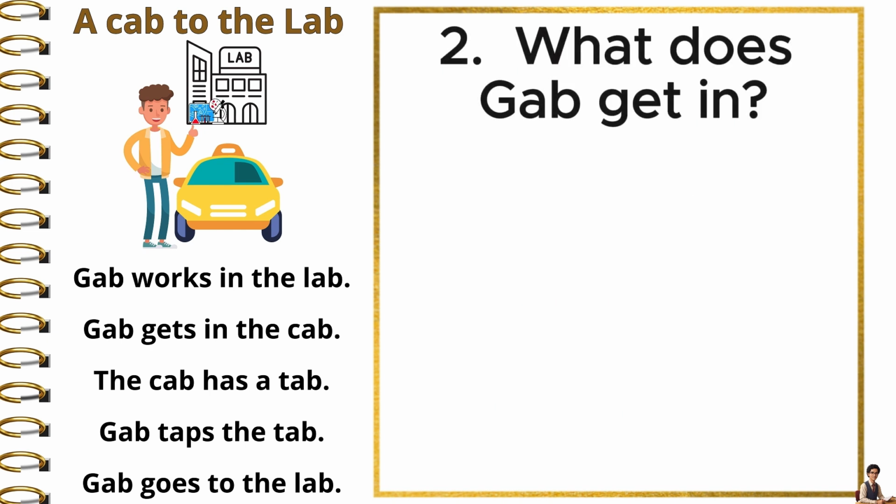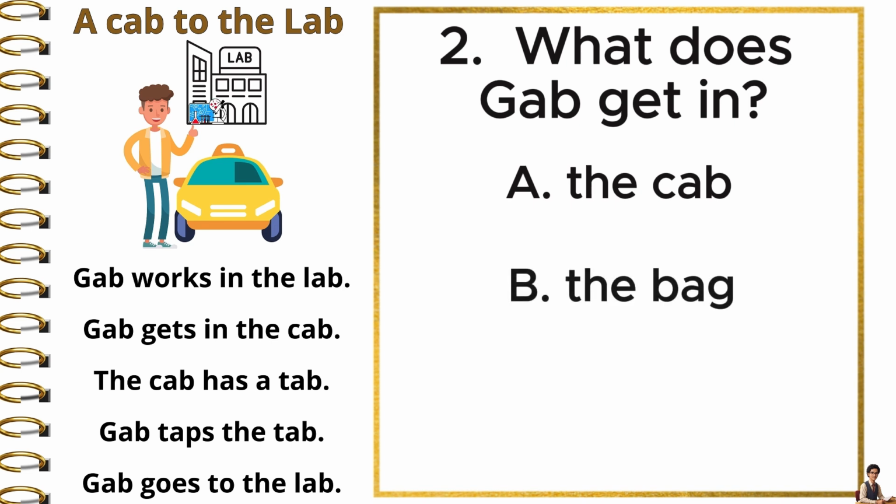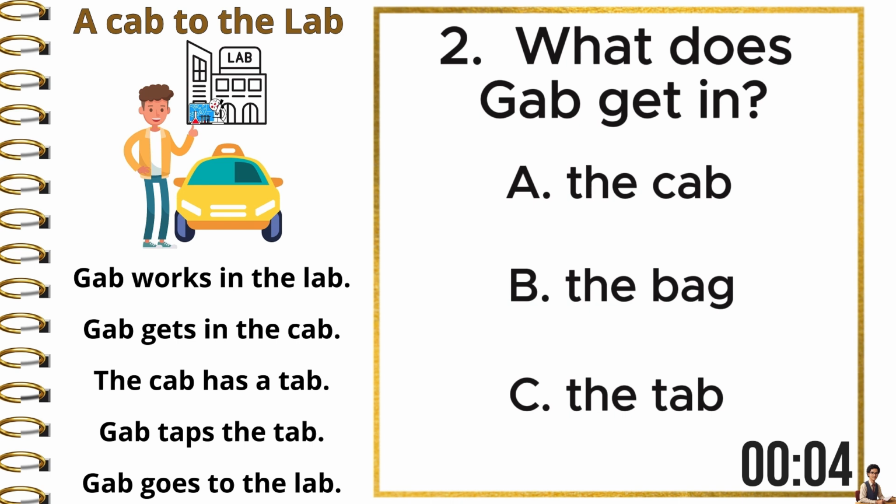Number 2. What does cab get in? A. The cab. B. The bag. C. The tab. A. The cab.